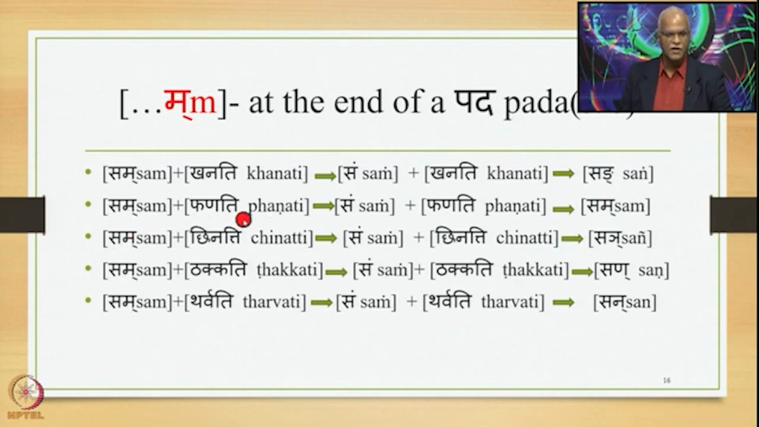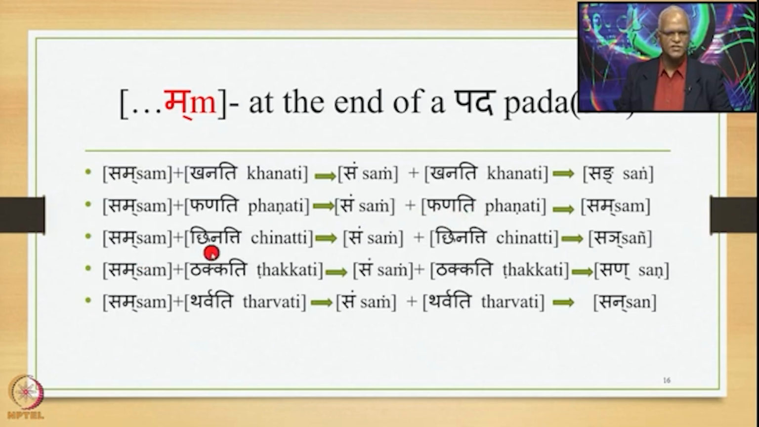Similarly, sam plus phanati. Once again, this ma is substituted by anuswara, and so we get the output sam phanati. This becomes an input for 8459, and the output generated is sam plus phanati optionally, and so optionally we also get sam plus phanati.